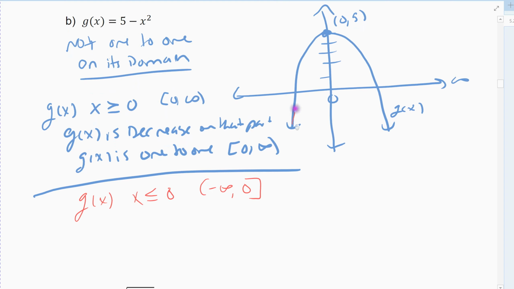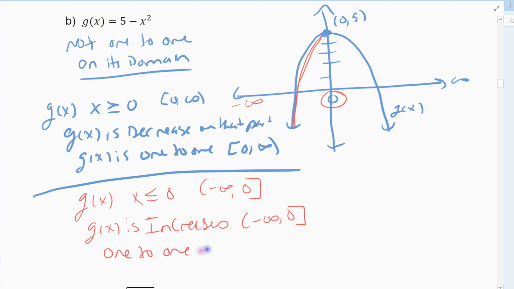Alright, so over this piece right here, from negative infinity to 0, g of x is increasing. And so that means it is 1 to 1 over negative infinity to 0, and therefore we could find the inverse, and it would be a different inverse over that piece. So I would get two different inverses, because I'm looking at different parts of my function. I'm looking at a function that's increasing versus a function that's decreasing, and I would get two different inverses in those cases.